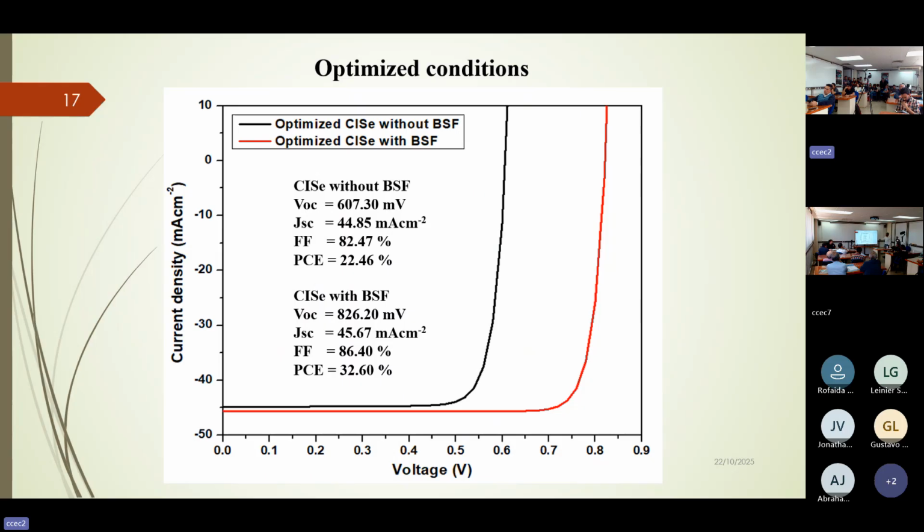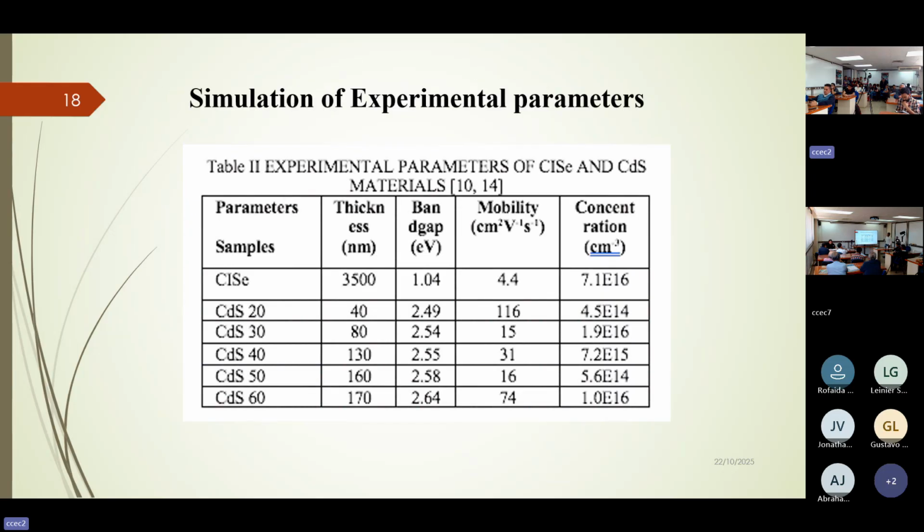So here, without BSF material, we checked the IV curve, and the efficiency was 22.46%, and after using it, it went to 32.60%. So the increment is almost more than 10%. So after optimizing, these are, like I said, ideal conditions, theoretical parameters.